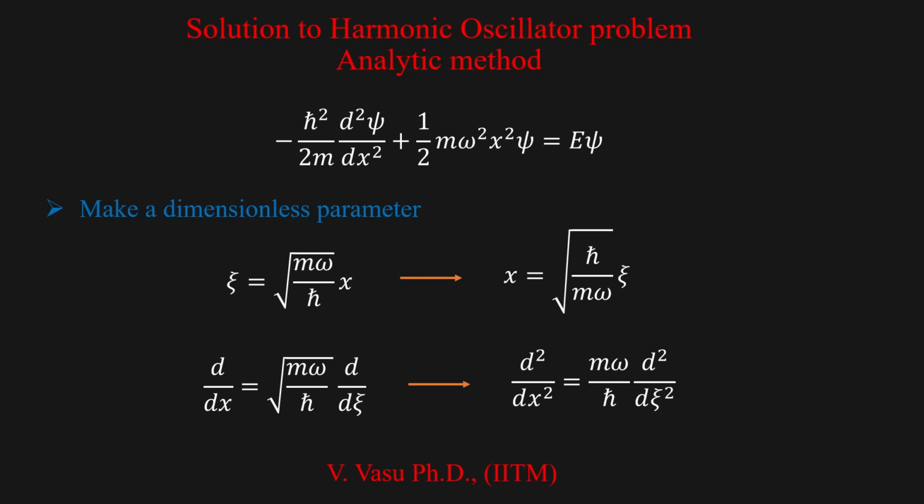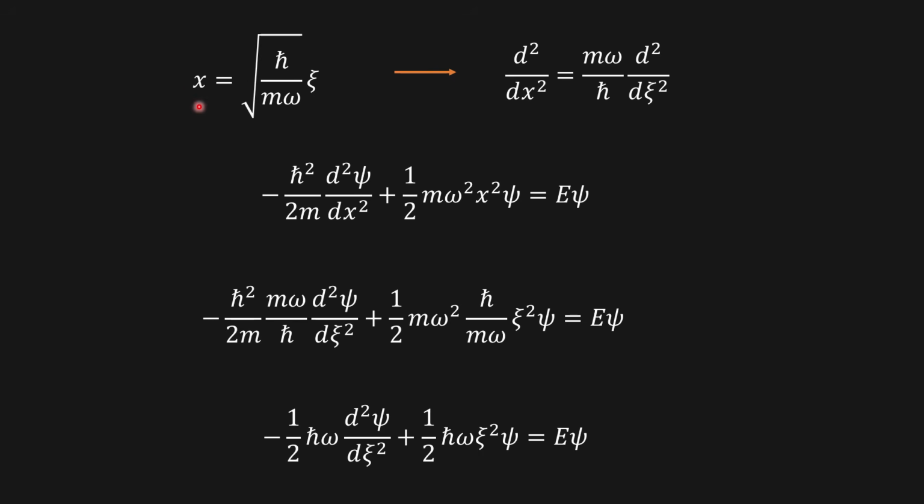Now we will continue our lecture. Just now we have seen x is equal to square root of h cross over m omega times z, and also we have seen d2 over dx2 is equal to m omega over h cross d2 over dz2. We know the time independent Schrodinger wave equation is minus h cross squared over 2m d2 psi over dx2 plus half m omega squared x squared psi, which is equal to E psi. Now you replace x and d2 over dx2 in this equation.